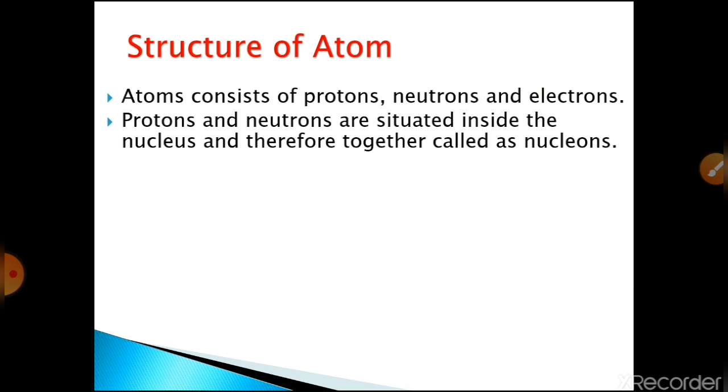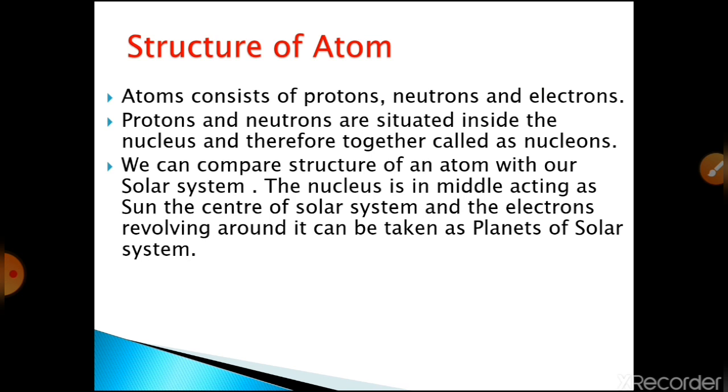Can you compare the structure of atom with anything in our day-to-day life or in the universe? Yes, you can compare the structure of atom with the solar system. As in the solar system, the sun is in the middle and planets are revolving around the sun in fixed orbits. In the same way, in an atom, the nucleus is in the middle and electrons are revolving around the nucleus in various fixed orbits.